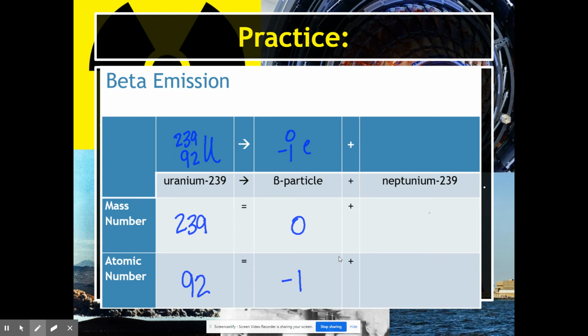And then I'm going to figure out my other product. Since I didn't change my mass, it's going to stay the same at 239. But because I am changing my atomic number, I'm going to add 1 to the atomic number. So my nuclear notation for my answer is 239, 93 Np for neptunium. Okay.